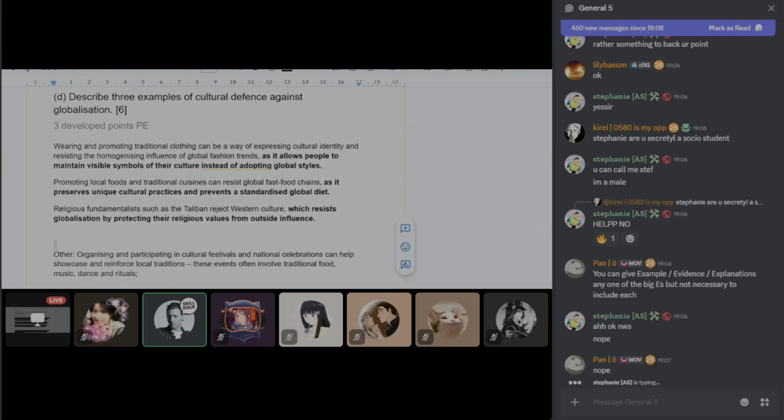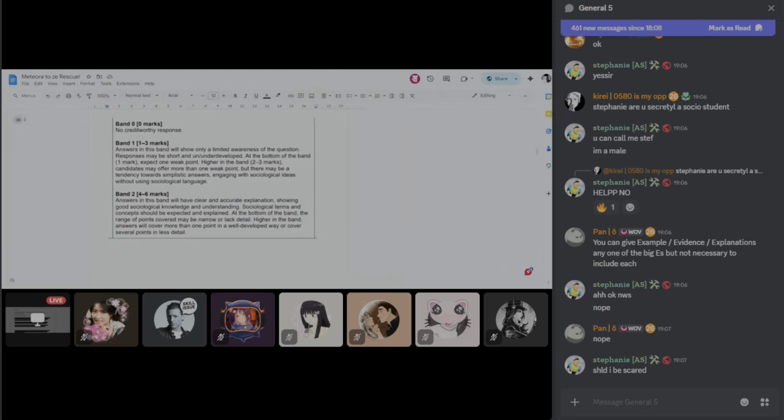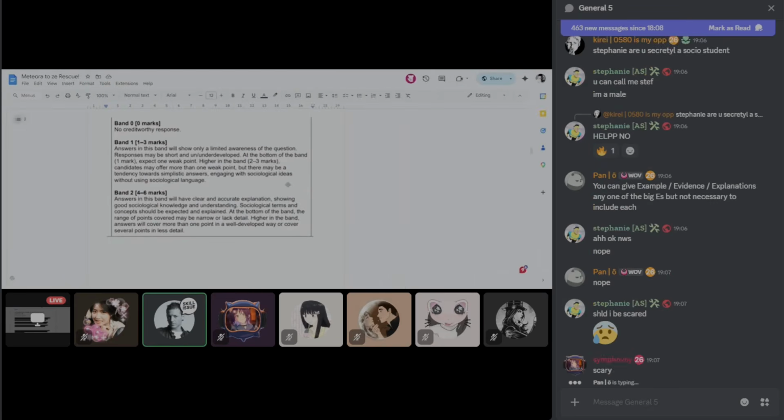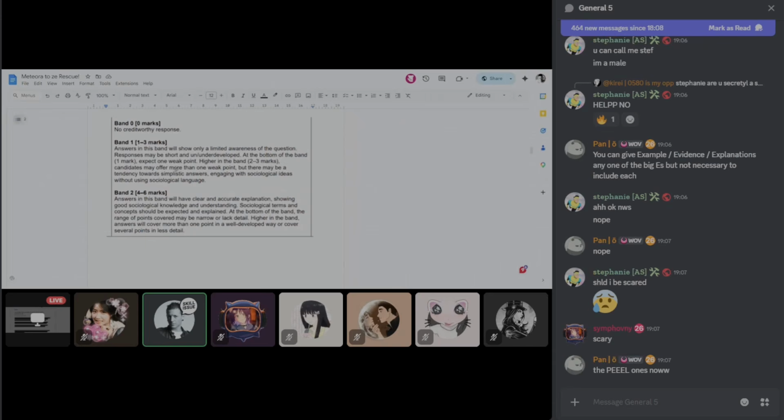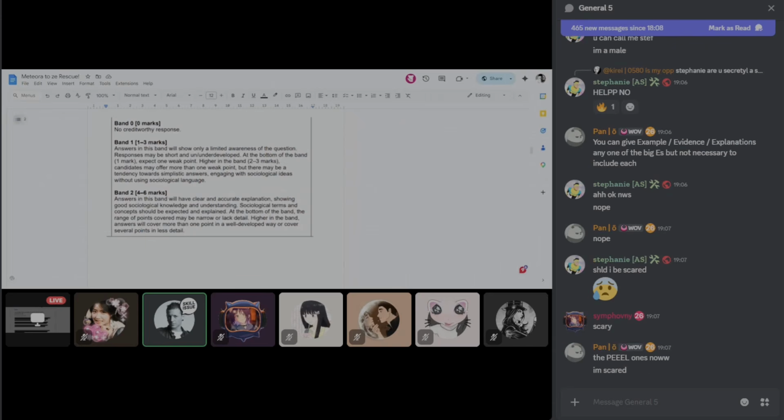Now we're going to move on to the bit more scary questions, the 8 marker and the 14 marker. I'm just going to show the mark scheme for these questions. Band 0 is 0 marks, no creditworthy response. If you just write gibberish or nothing. You're an economics student, I think you're used to this.